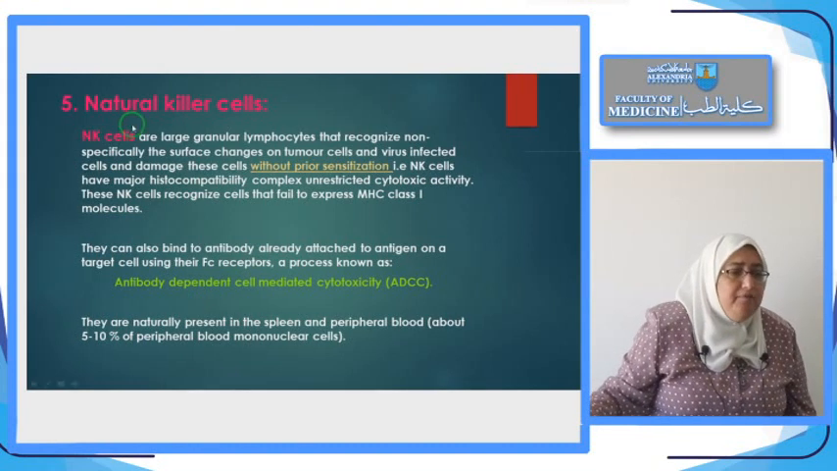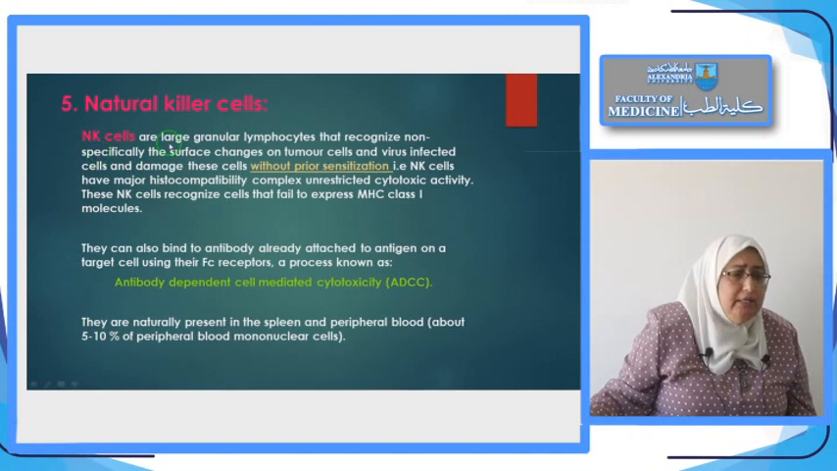The fifth mechanism of innate immunity is natural killer cells. What are natural killer cells? They are large granular lymphocytes that recognize non-specifically the surface change on tumor cells and virus-infected cells and damage these cells without prior sensitization. That's to say, natural killer cells have MHC unrestricted cytotoxicity. That means natural killer cells recognize the cell without MHC restriction.